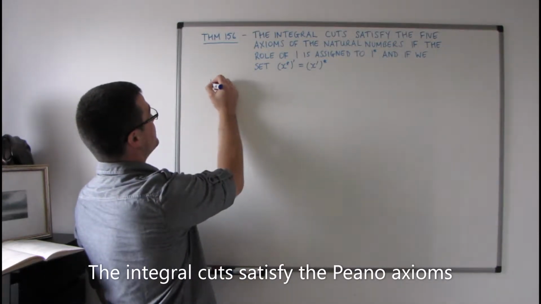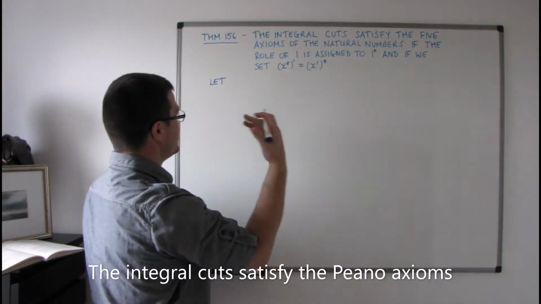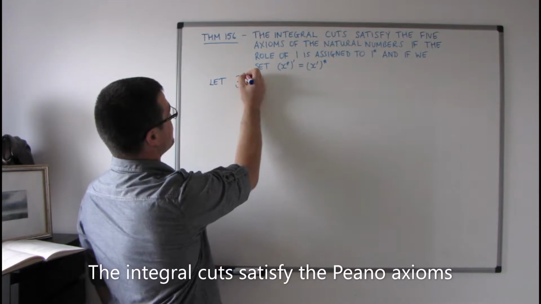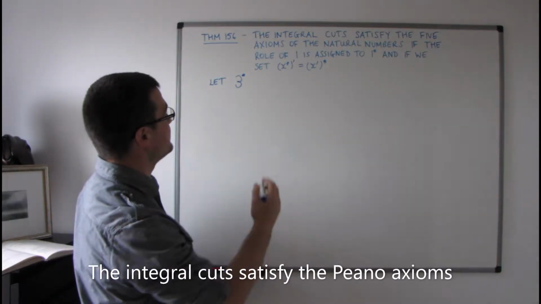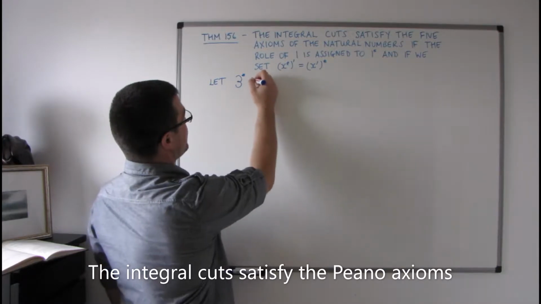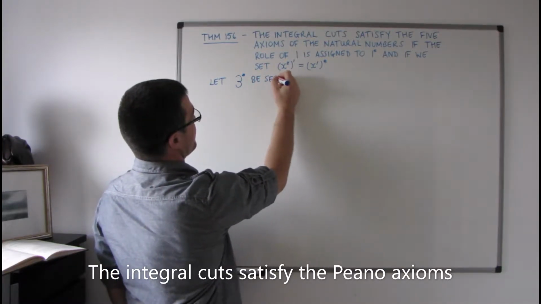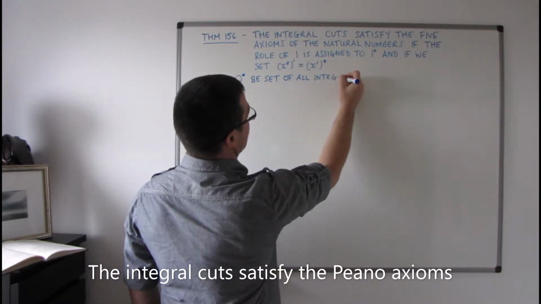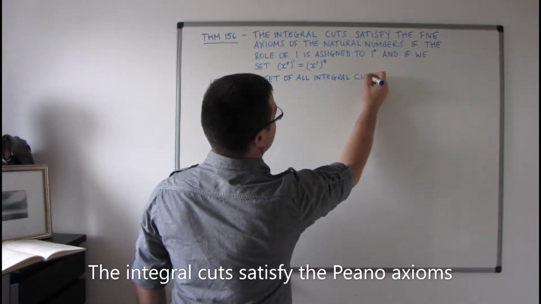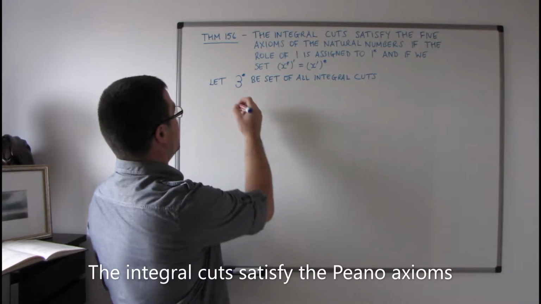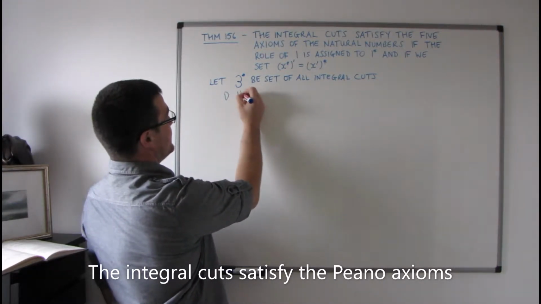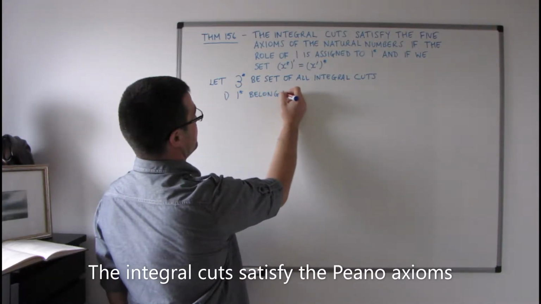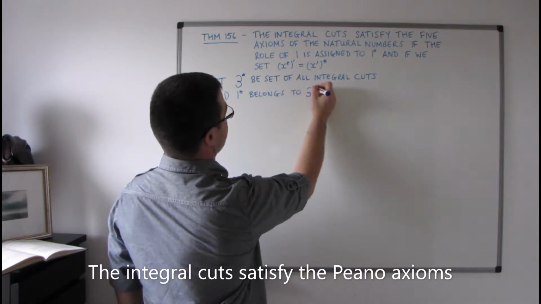So let B star be the set of all integral cuts. We're back to this funny symbol that I've used in a previous video; I've still no idea what it means. Okay, so then 1 star belongs to B star.